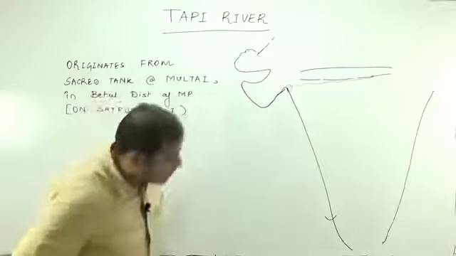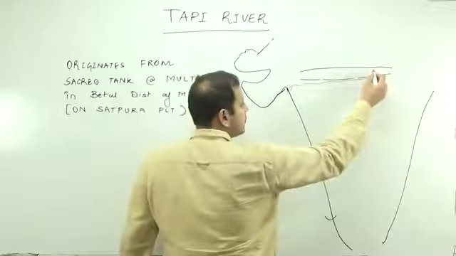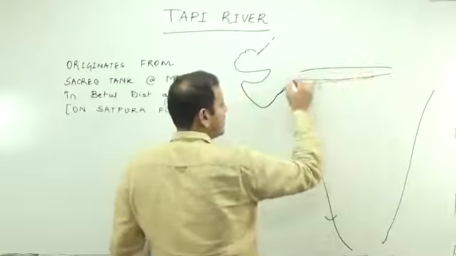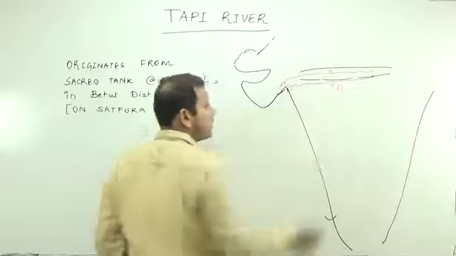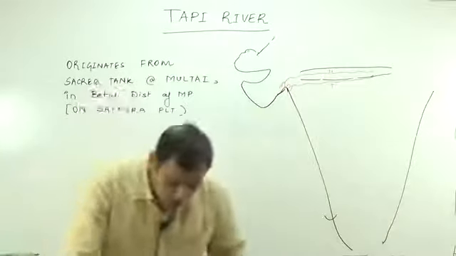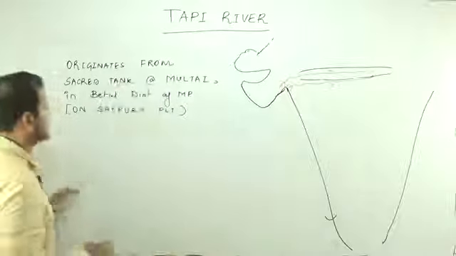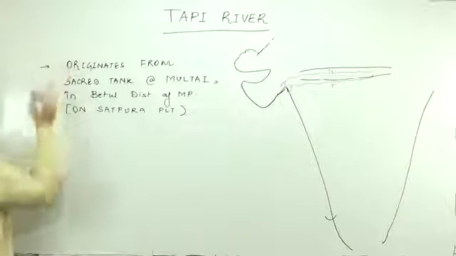Now, this river flows similar to the river Narmada. This is river Tapi or Tapti, and this river is also known as the twin of Narmada.